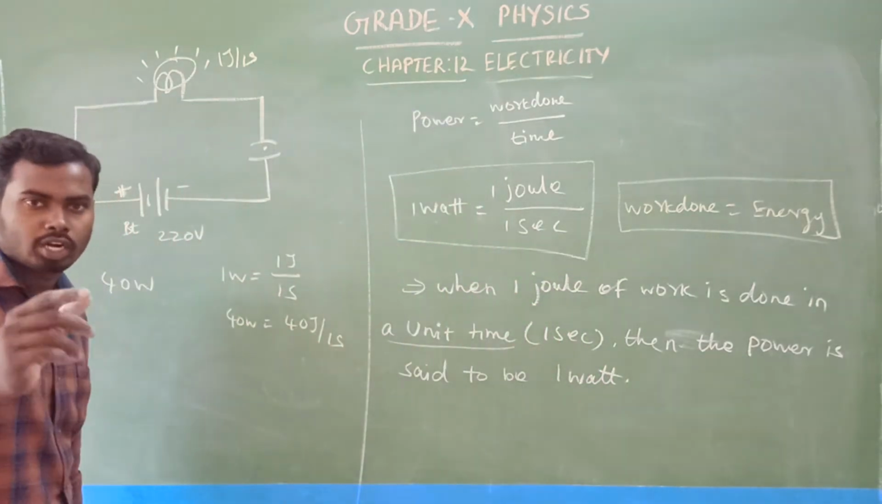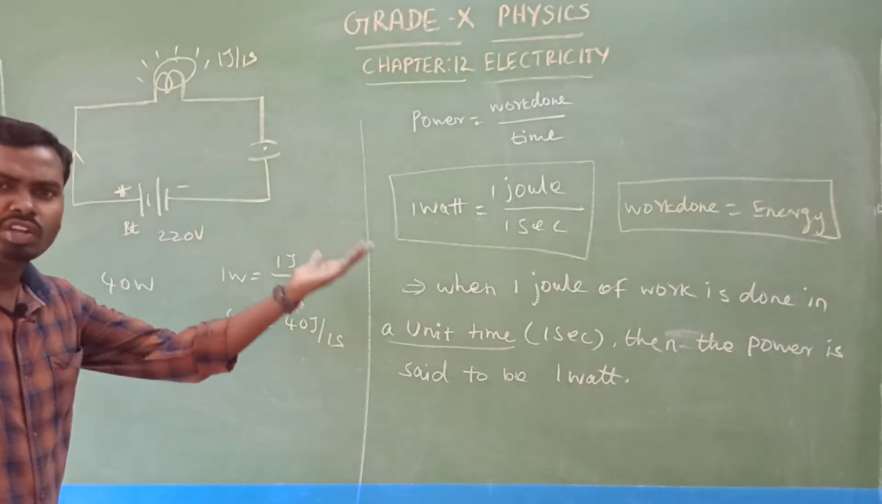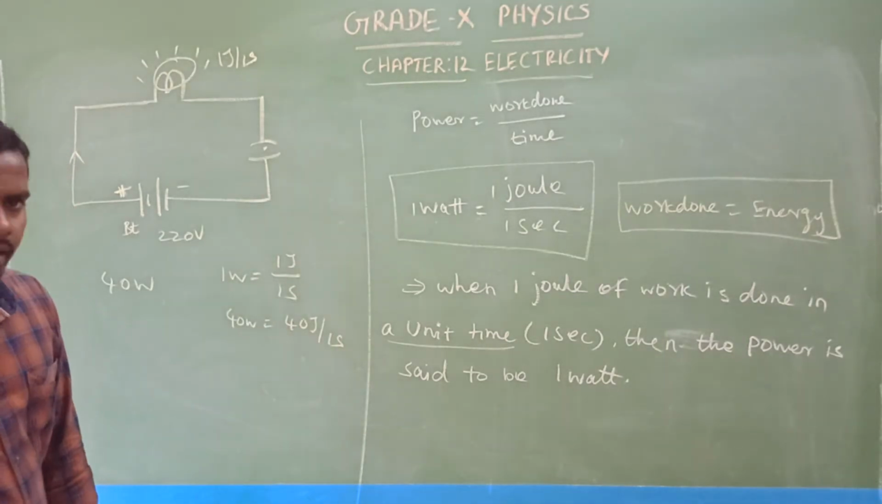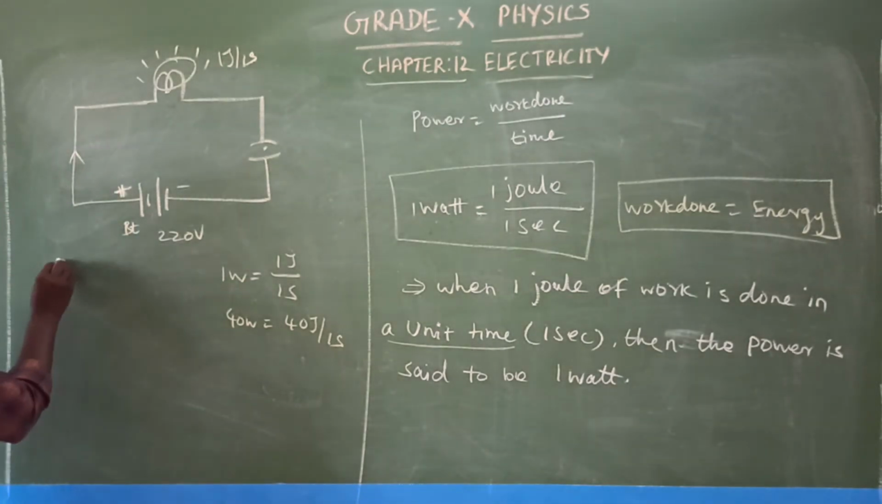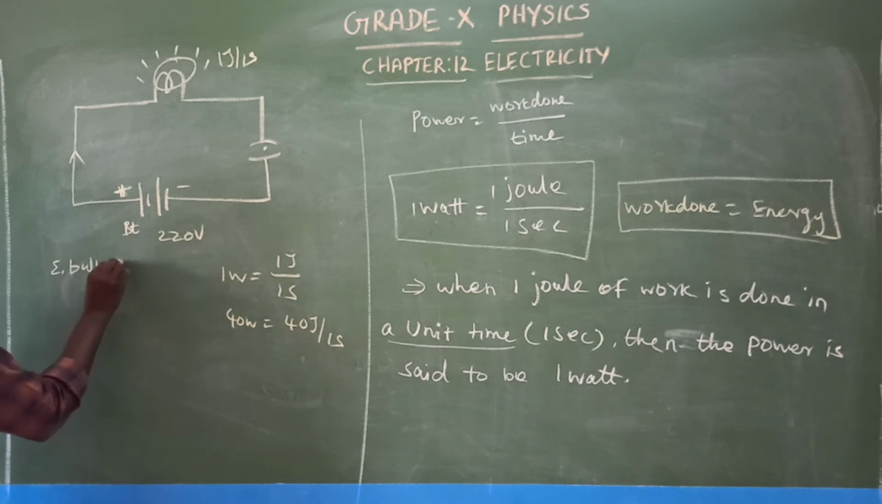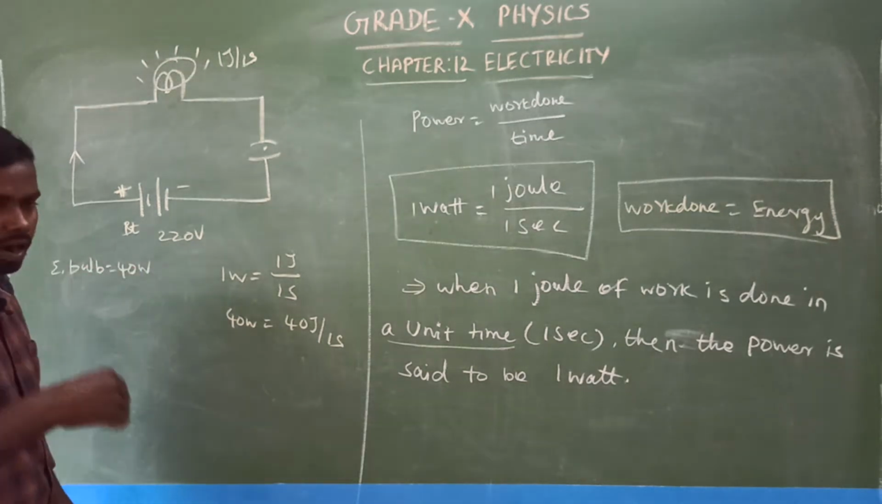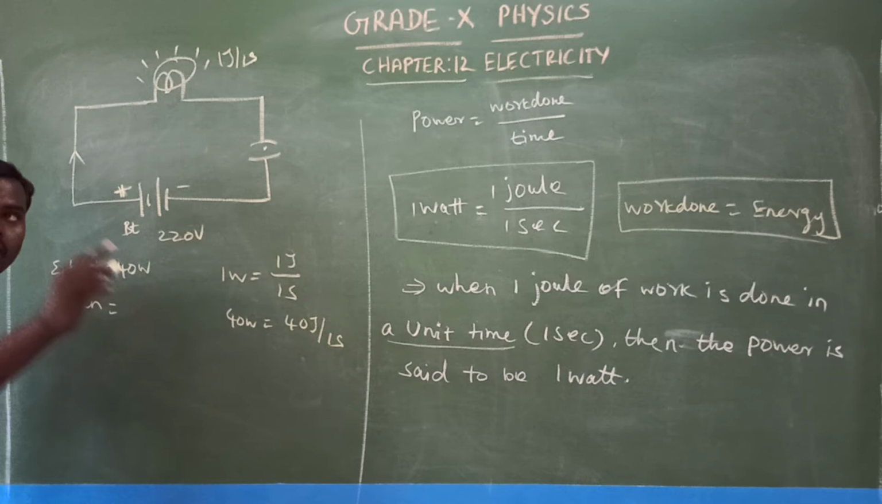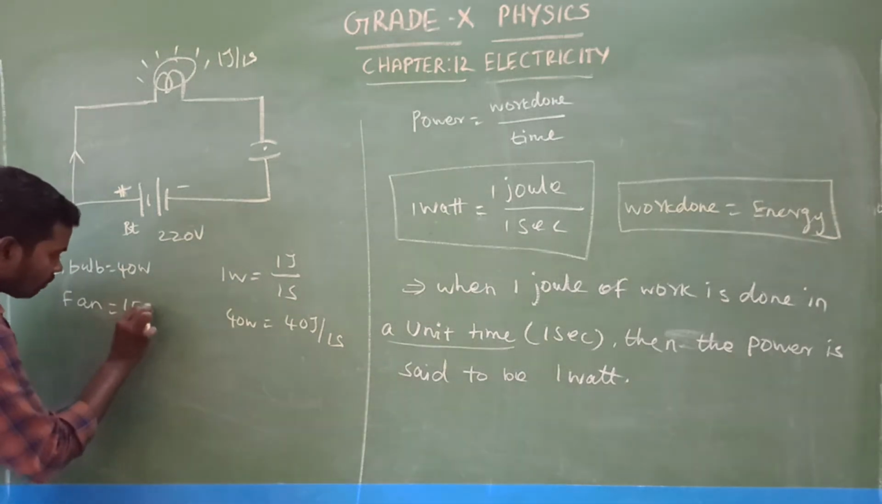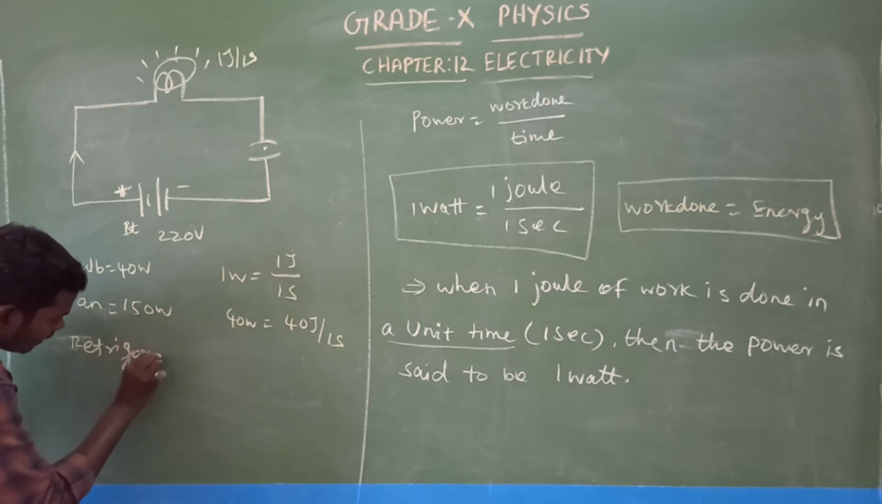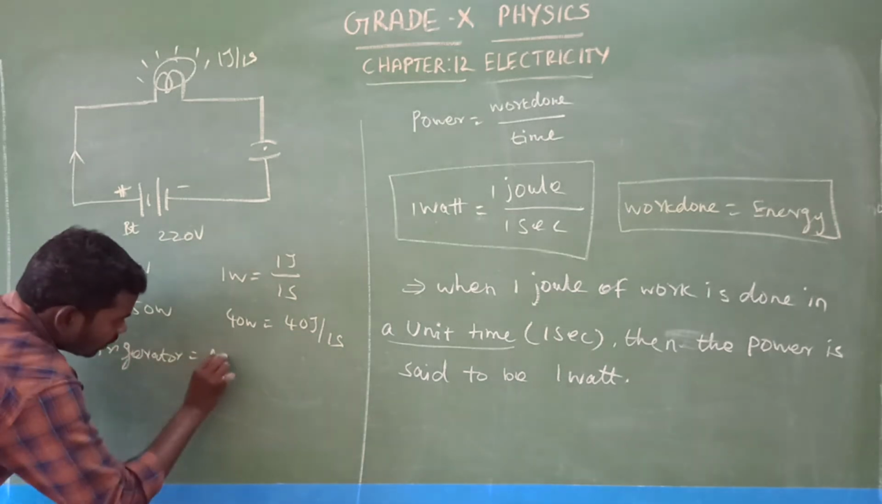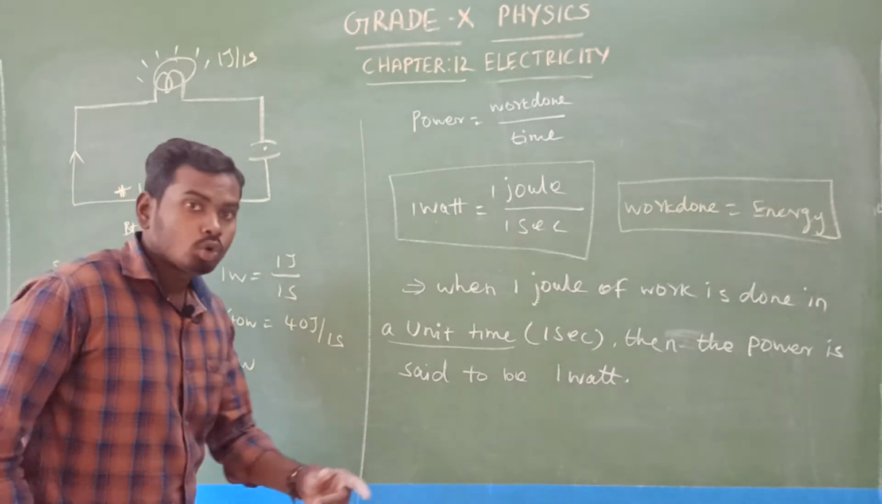Okay students, very easy, don't panic. You might have seen most of the electrical appliances have a power rating. The electric bulb power rating is 40 watt. Then the electric fan power rating is 150 watt. Then the refrigerator, which means fridge. The refrigerator power rating is 200 watt.